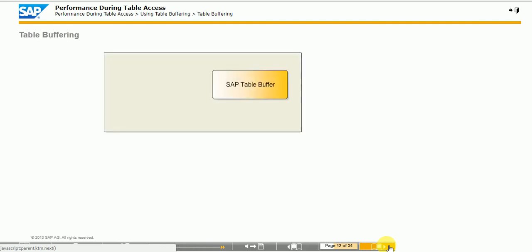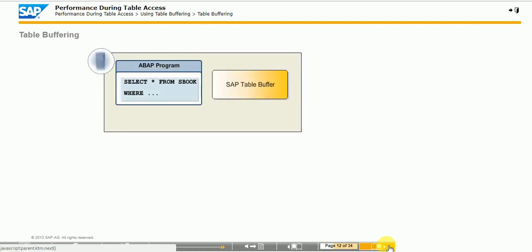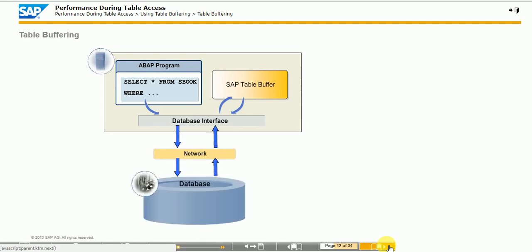Table buffering increases performance when the records of the table are read. The records of a buffered table are read directly from the local buffer of the application server on which the accessing transaction is running when the table is accessed. The table buffering eliminates time-consuming database accesses.